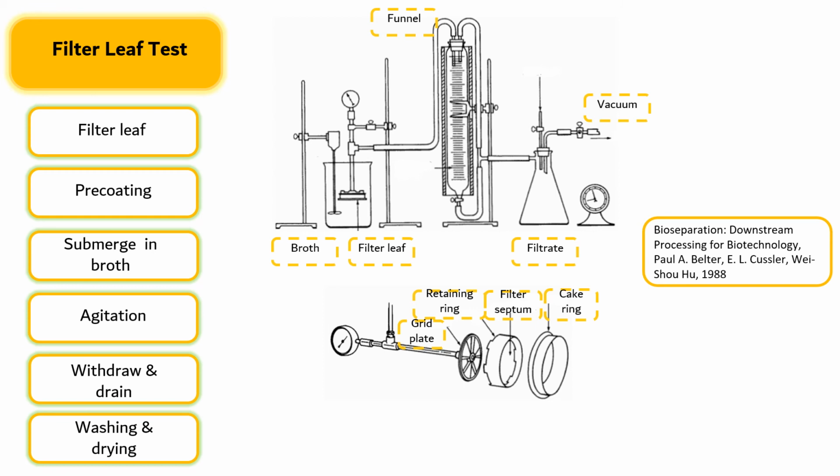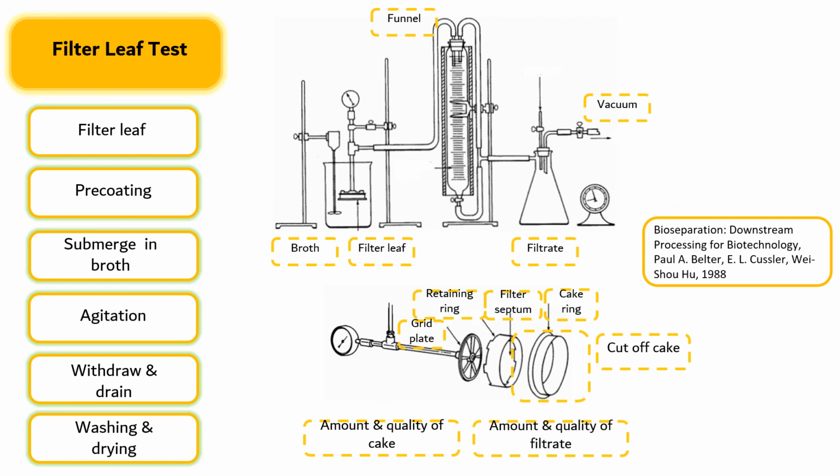We then advance the cake ring to expose the proper thickness of cake and cut off the exposed cake. As a result, we have a fresh pre-coat surface for another test. The amount and quality of cake, the amount and quality of filtrate, and the amount and effectiveness of washing liquid can be determined for each cycle of the drum, which are important in designing a large-scale filter.